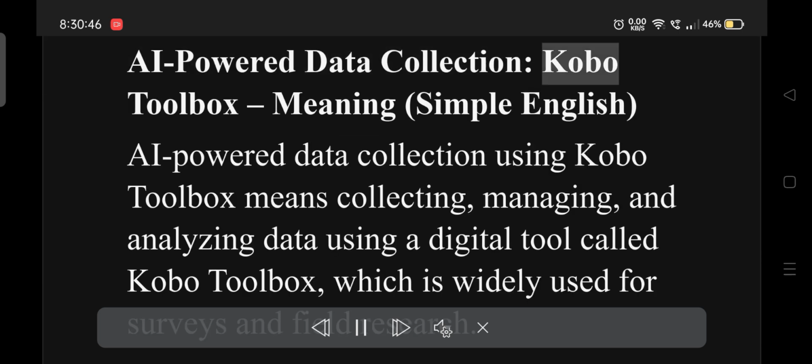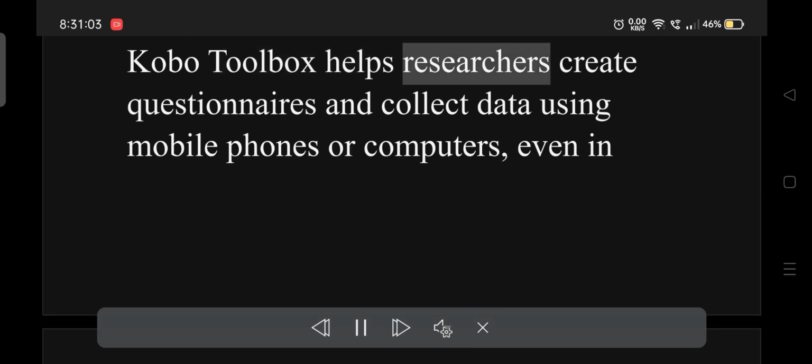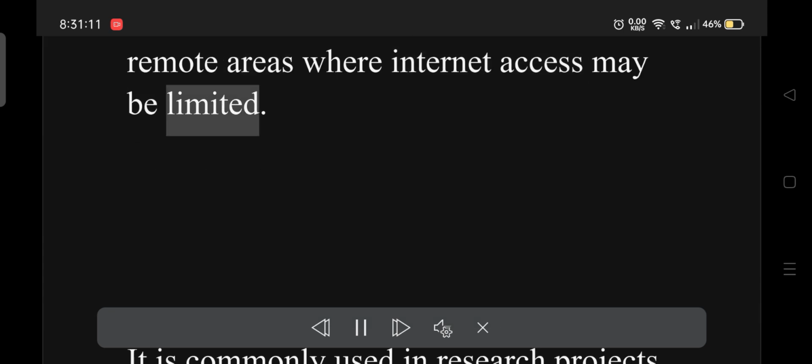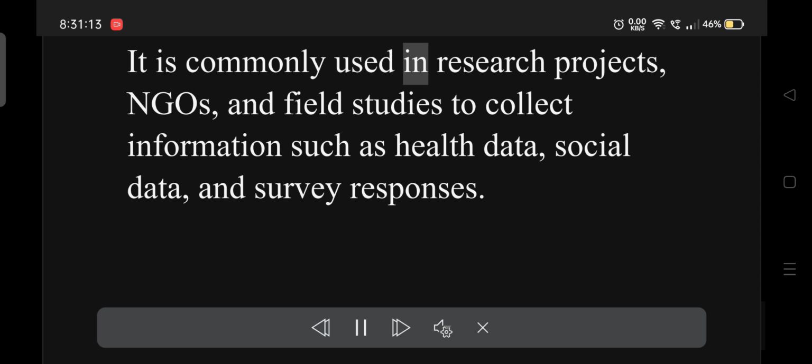AI-powered data collection, Kobo Toolbox, meaning, simple English. AI-powered data collection using Kobo Toolbox means collecting, managing, and analyzing data using a digital tool called Kobo Toolbox, which is widely used for surveys and field research. Kobo Toolbox helps researchers create questionnaires and collect data using mobile phones or computers, even in remote areas where internet access may be limited. It is commonly used in research projects, NGOs, and field studies to collect information such as health data, social data, and survey responses.